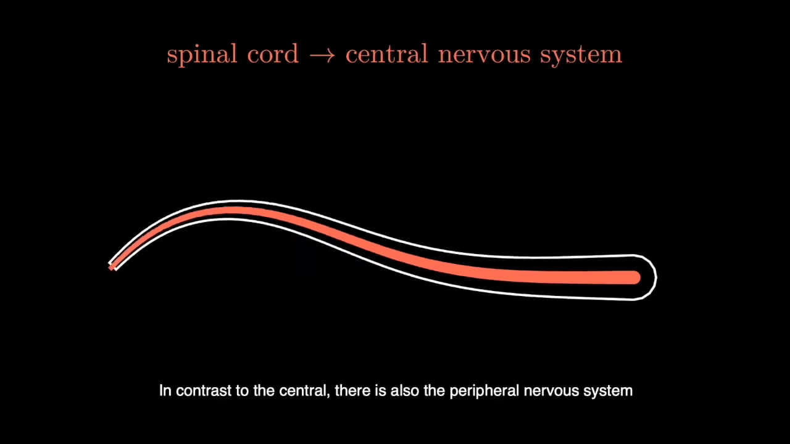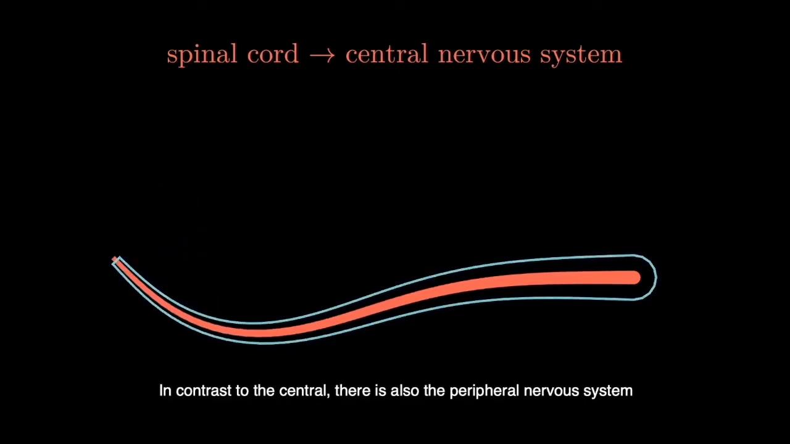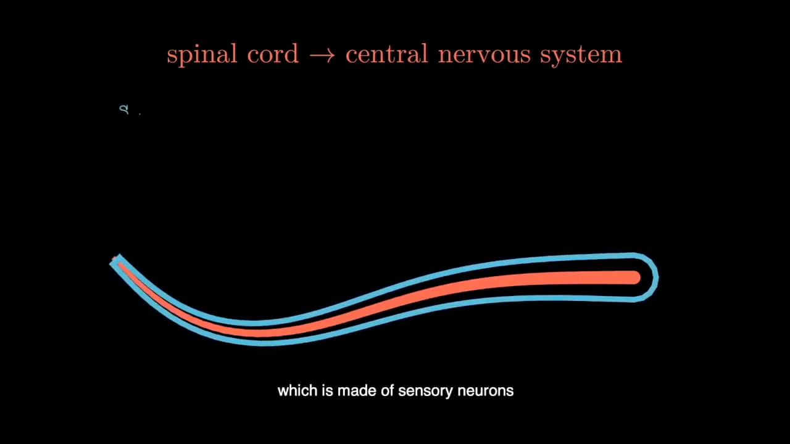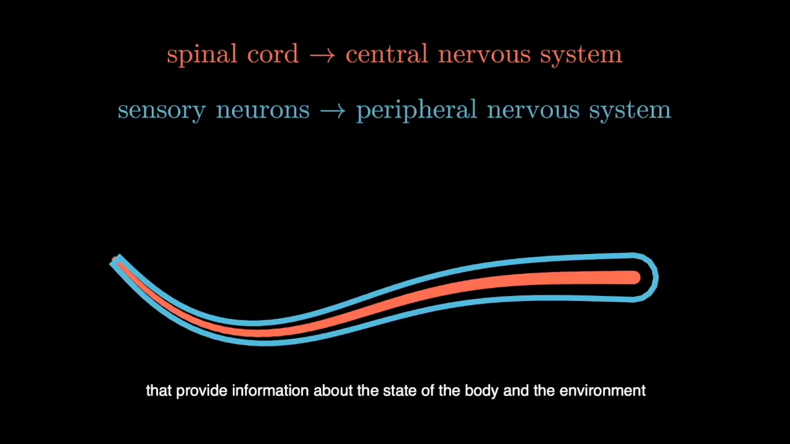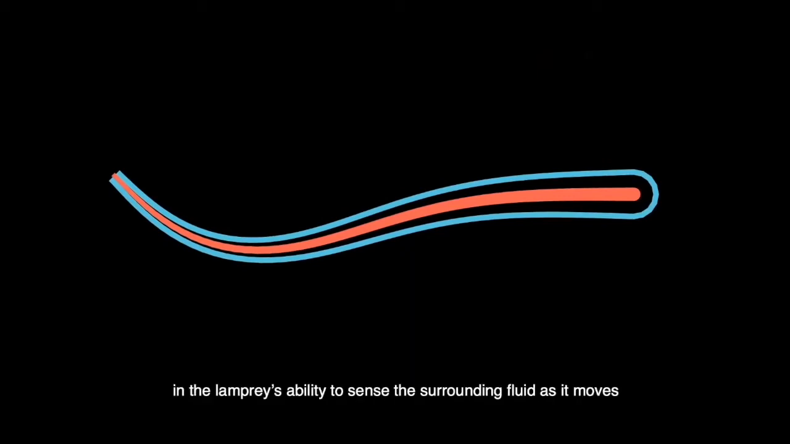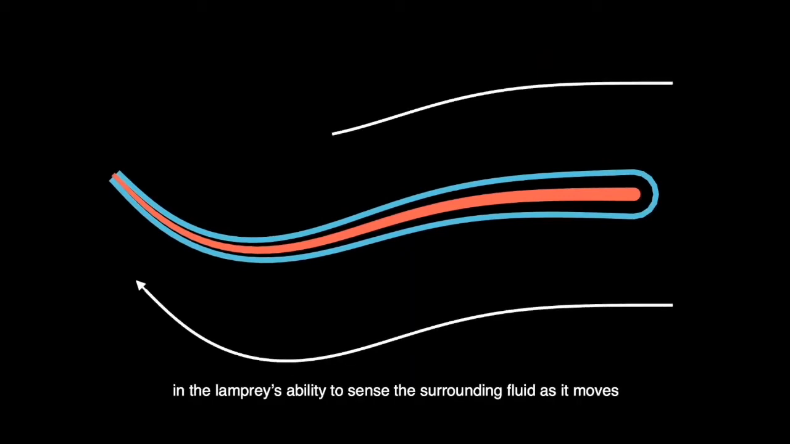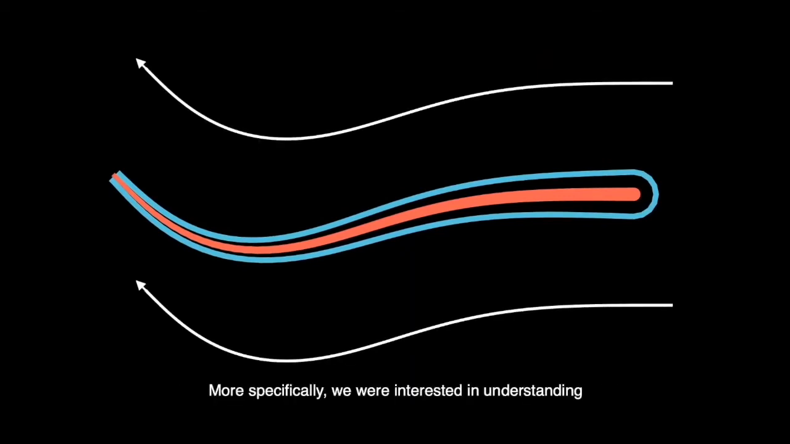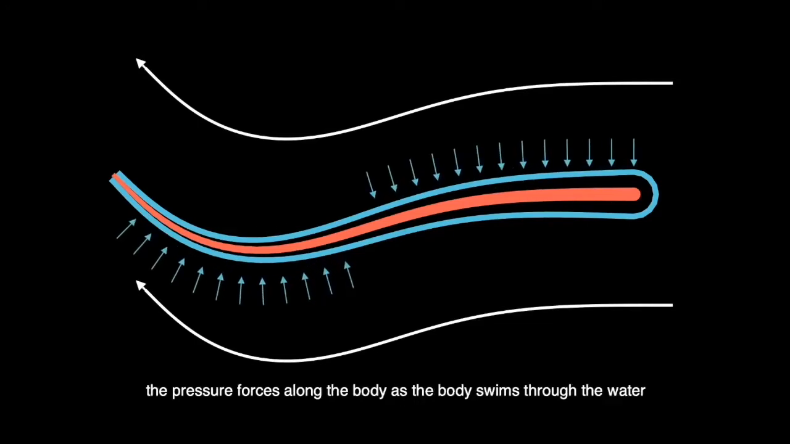In contrast to the central, there is also the peripheral nervous system, which is made of sensory neurons that provide information about the state of the body and the environment. In this study, we were interested in the lamprey's ability to sense the surrounding fluid as it moves. More specifically, we were interested in understanding the pressure forces along the body as the body swims through the water.